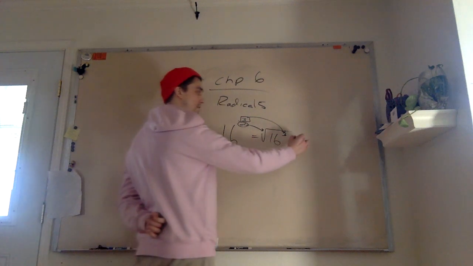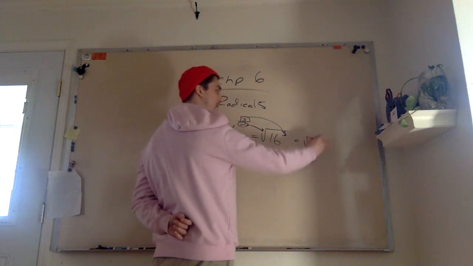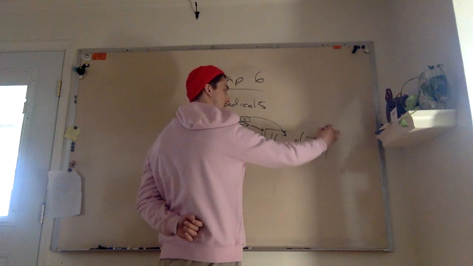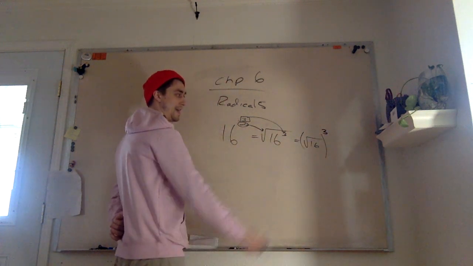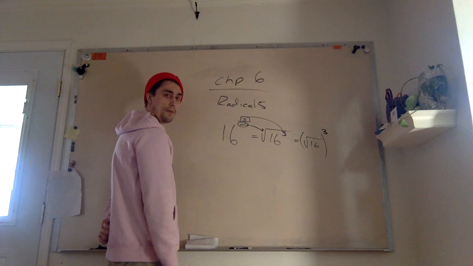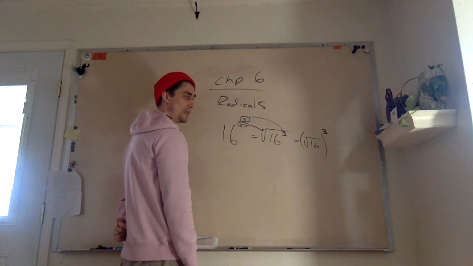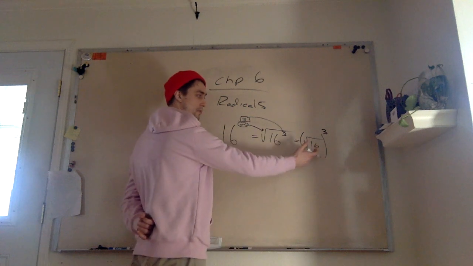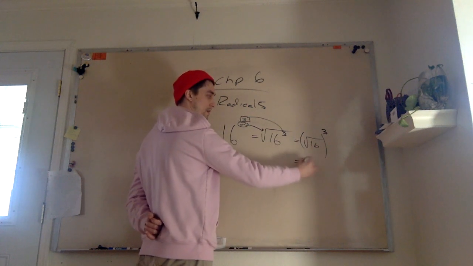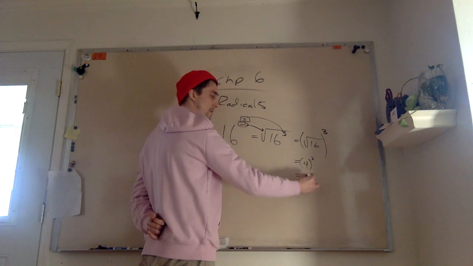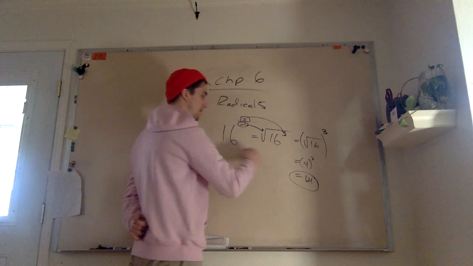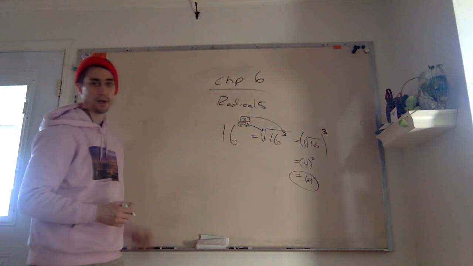Alternatively, I was saying there's this other format. You could have written this as the square root of 16 all to the 3rd power. And I probably would do it this way if I was simplifying, because now I don't need a calculator. I don't know what 16 cubed is off the top of my head, but I do know the square root of 16 is 4. And 4 to the 3rd power is 64. So 16 to the 3/2 power is 64.